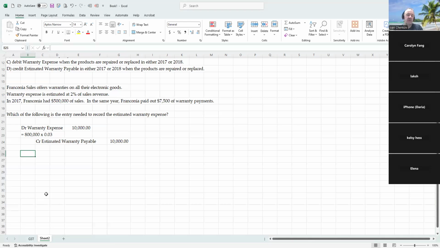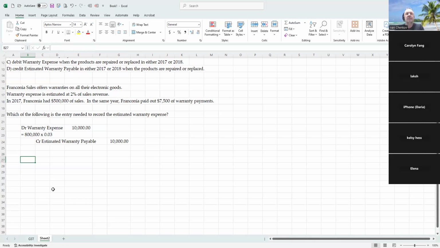What will be the journal entry now? Can I record another warranty expense at this point, once I'm paying the warranty? Obviously, I'm paying for the warranty. Can I go with the warranty expense again? No, I already recorded warranty expense. Warranty expense is not when we pay the warranty. Warranty expense is when we sell the items. Make sense?